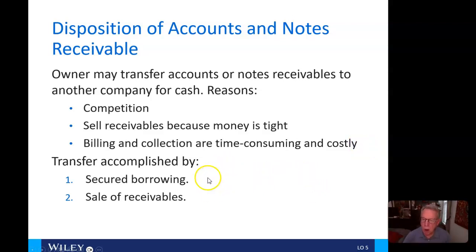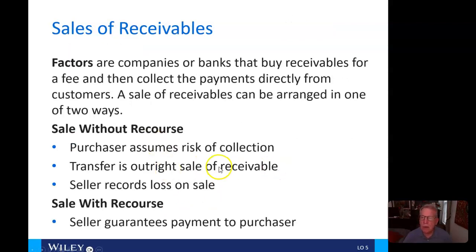And that transfer is accomplished by secured borrowing, or outright sale of the receivables. So the factors are companies or banks that buy receivables for a fee, and I might add a large fee, and then collect the payments directly from customers. A sale of receivables can be arranged in one of two ways. A sale without recourse, so the purchaser assumes the risk of collection. That's why it's such an expensive fee here.